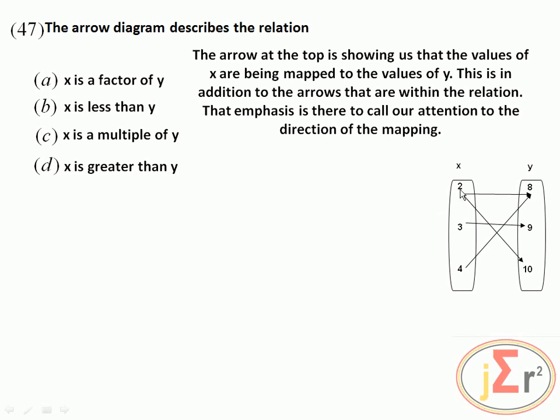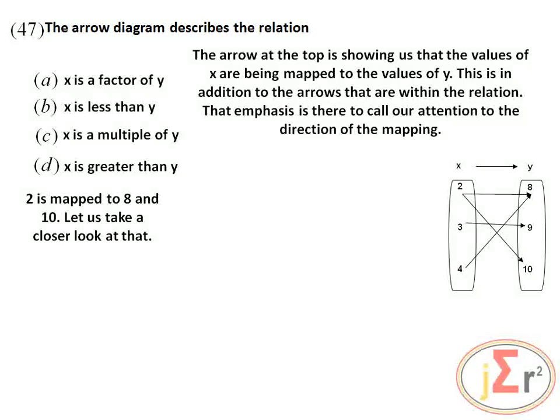We have here, for every single case, an arrow that goes from an element in the set of x to an element in the set of y. The arrows that we have are indicating this. However, we have this additional arrow showing that all mappings are from x to y, which is just merely emphasizing that the relation is really mapping the values of x to the values of y.